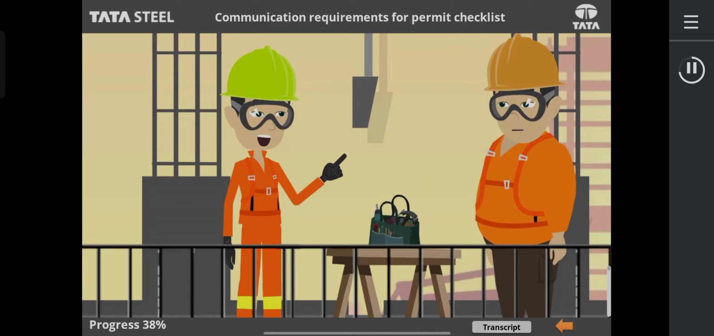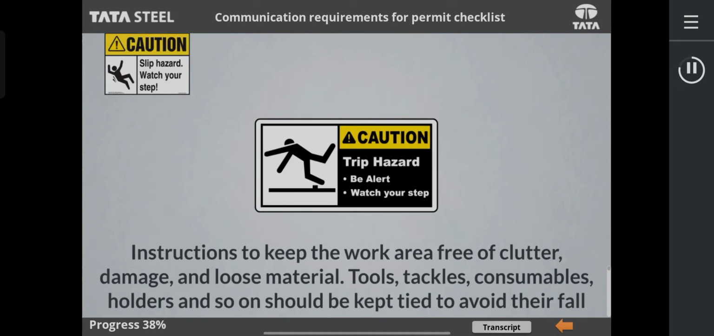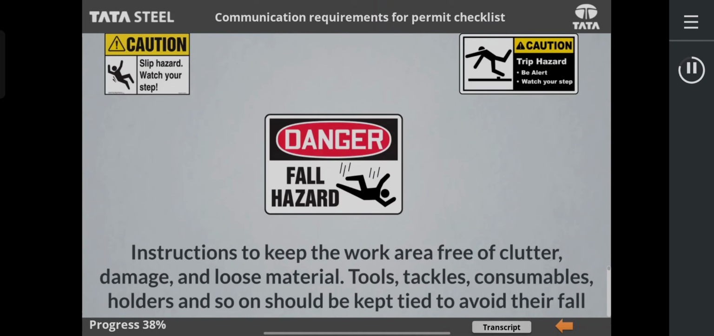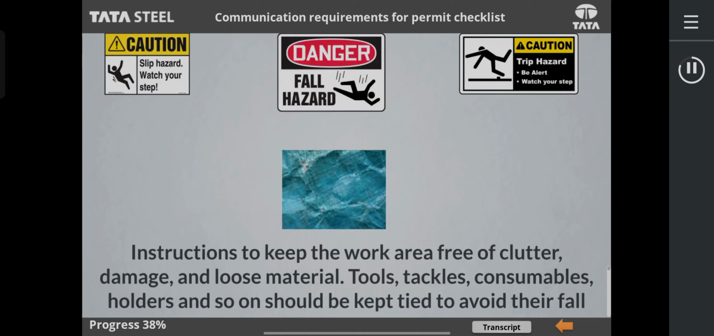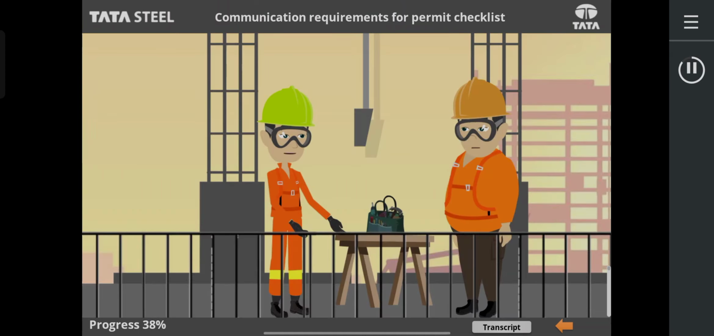Loose materials should not be kept at heights where the work would happen. Material at heights should be kept in an arranged manner to avoid slip, trip, and fall hazards. Damaged, torn, bent scrap sheets should not be used on platforms. This should also be conveyed to the appropriate personnel. Tools, tackles, consumables, holders, and so on should be kept tied to avoid their fall.